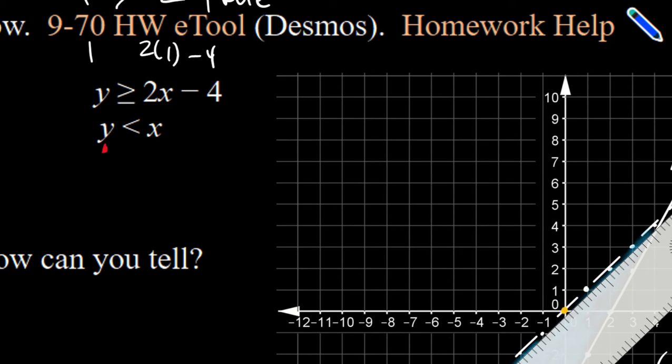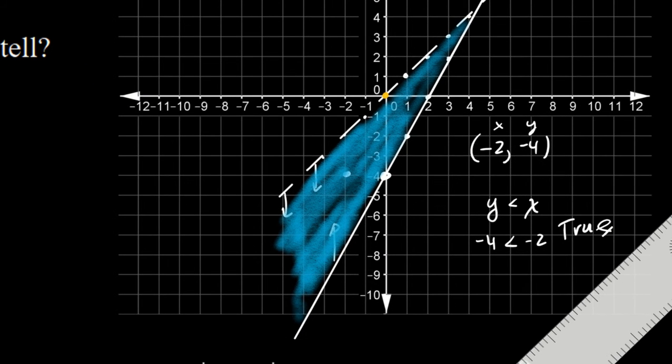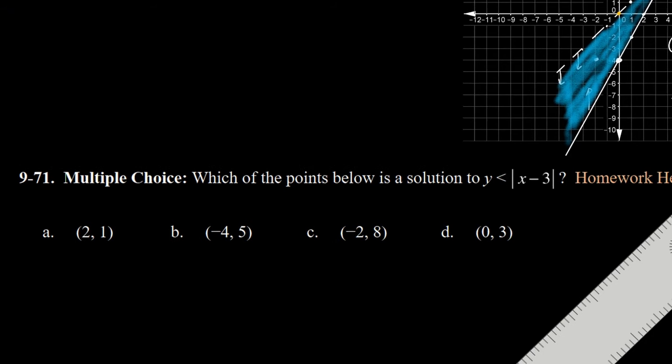So my solution ends up being just this region. Any points that I pick in that shaded region would be a solution to the system, meaning it would satisfy both of the inequalities in it.